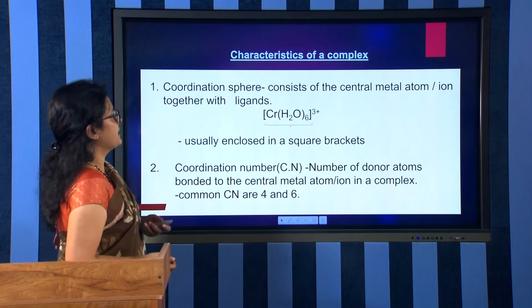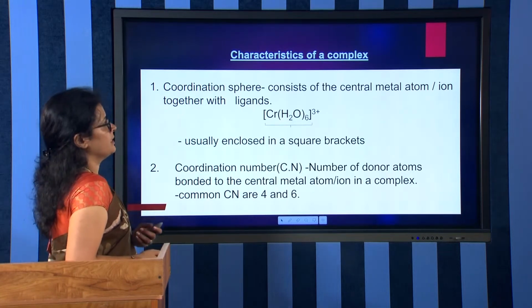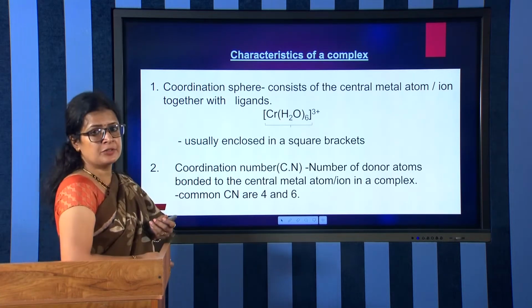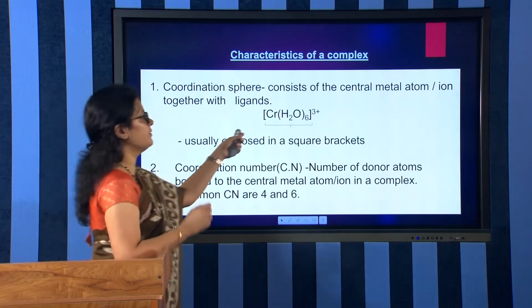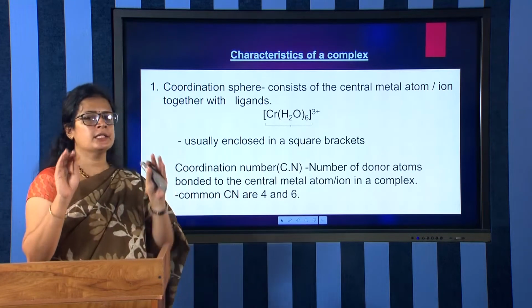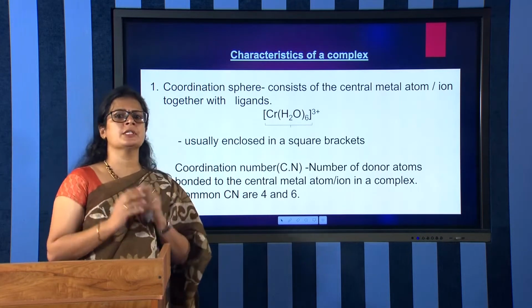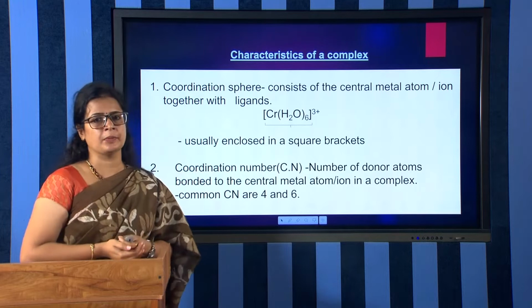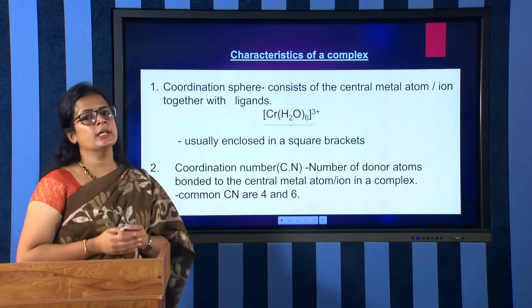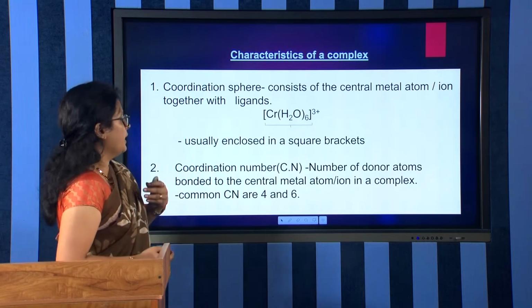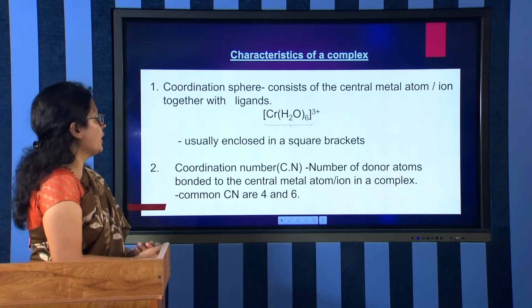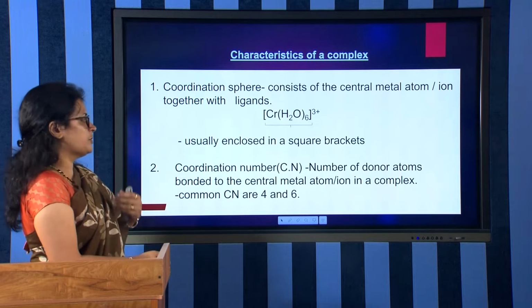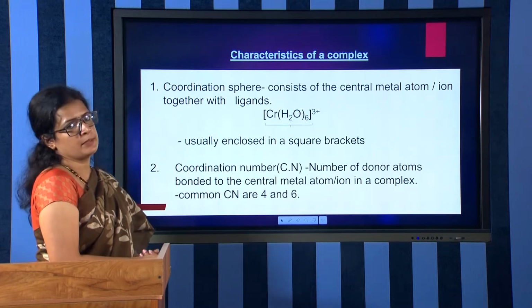And I have already discussed the coordination sphere. The coordination sphere consists of the central metal atom or ion together with the ligands, that is, the whole entity which is written in the square bracket. The whole thing is called the coordination sphere, and usually it is enclosed in the square bracket. And the coordination number, what is coordination number? It is the number of donor atoms bonded to the central metal atom or ion in a complex.